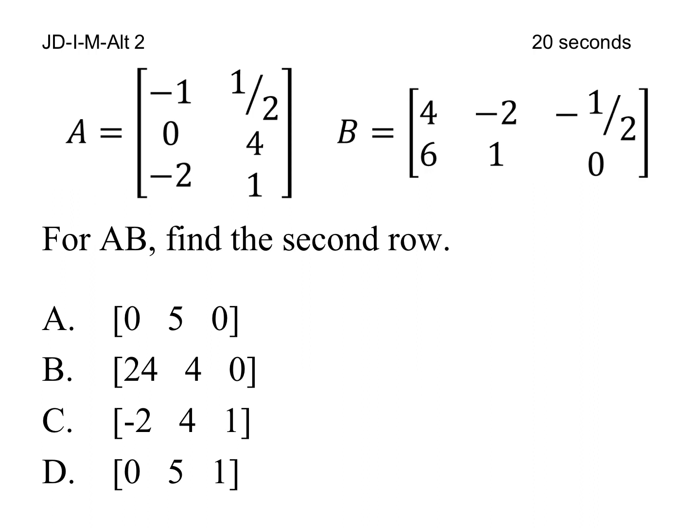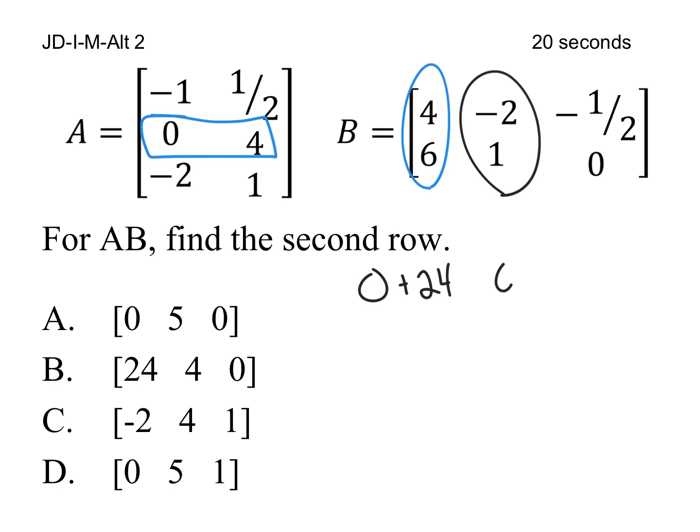Second question here, they want us to find the second row. So second row, we're going to be looking at this 0, 4, and then multiplying that to these other columns. So 0 times 4 is 0, 4 times 6 is 24, and then next column, 0 times -2 is 0, 4 times 1 is 4, and then last one, 0 times -1/2 is 0, 4 times 0 is 0. So we've got 24, 4, and 0, and that would be choice B.